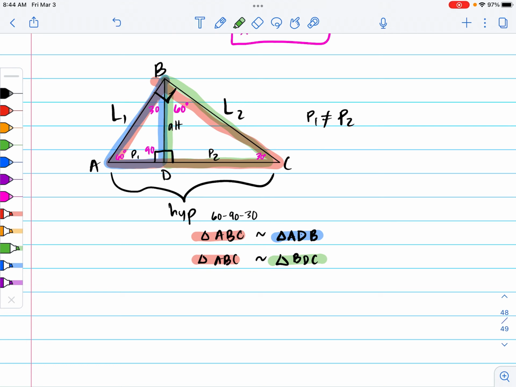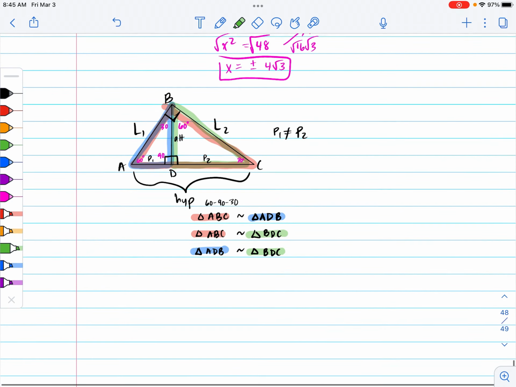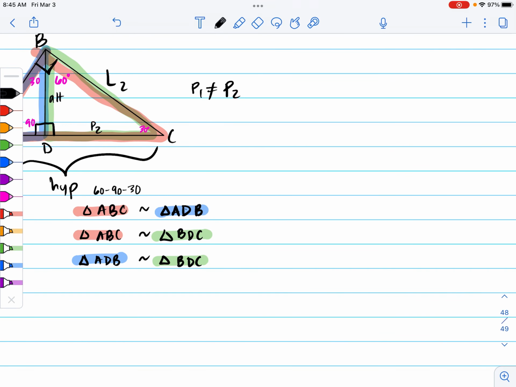That's our green triangle. And lastly, there's a third set of right triangles that are similar, the blue and the green. So I'm going to go ahead and label the blue triangle 60, 90, 30 again, just to keep this consistent. A, D, B is going to be similar to triangle B, D, C. Okay, so we have not a red, that should be blue, and green. Now, this is going to get messy, so bear with me.